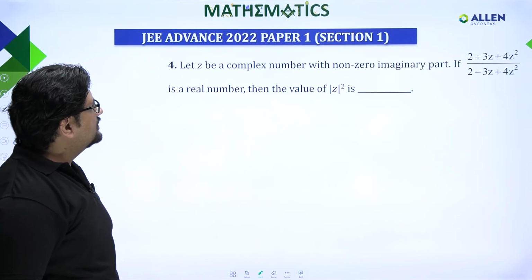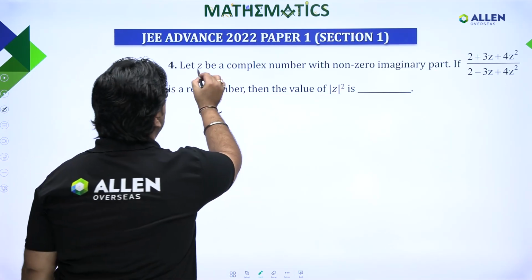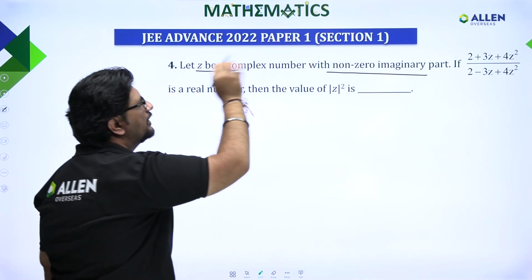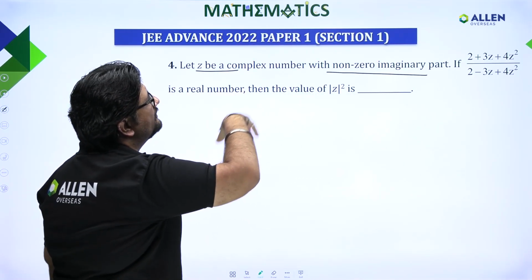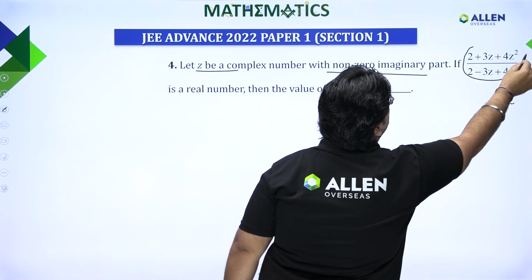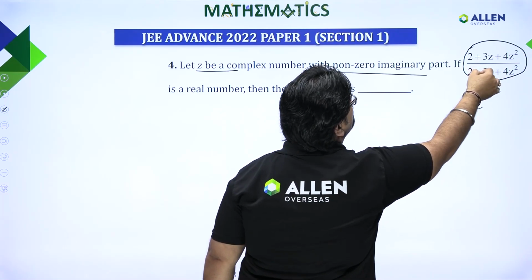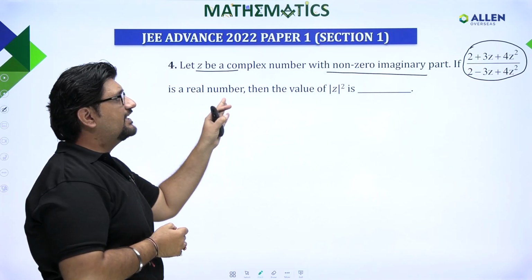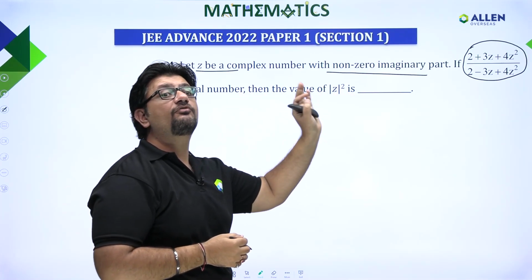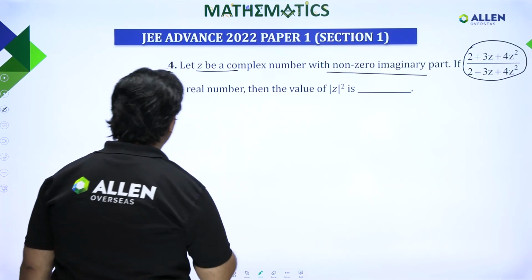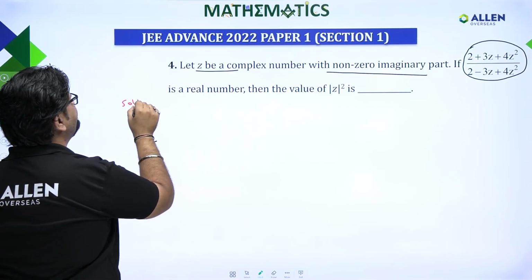Okay, taking question number 4, my dear. Let Z be a complex number with non-zero imaginary part, meaning the imaginary part of Z is non-zero. If (2 plus 3Z plus 4Z square) upon (2 minus 3Z plus 4Z square) is a real number, then you have to find the value of mod of Z square, my dear. So very easy problem, how to solve it, let's check, my dear.